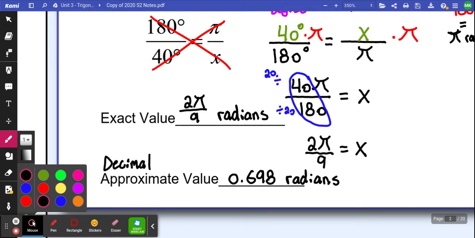Wait, is that always the unit of measure? The unit of measure will be radians. And honestly, they don't even put radians very often. They just put like 2 pi over 9. And you would know that's in radians.